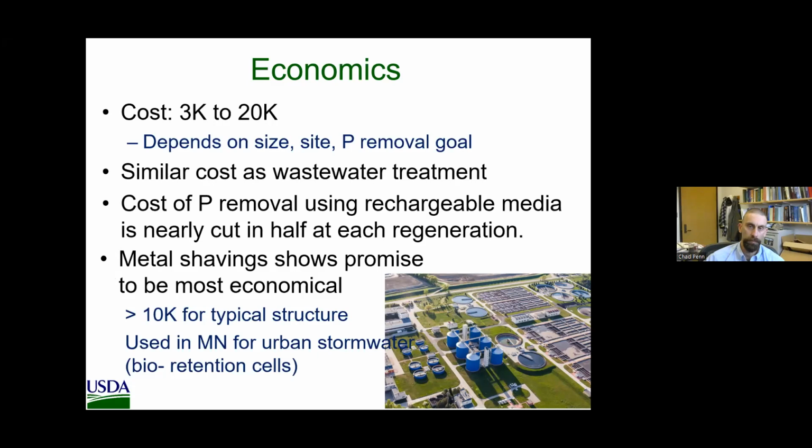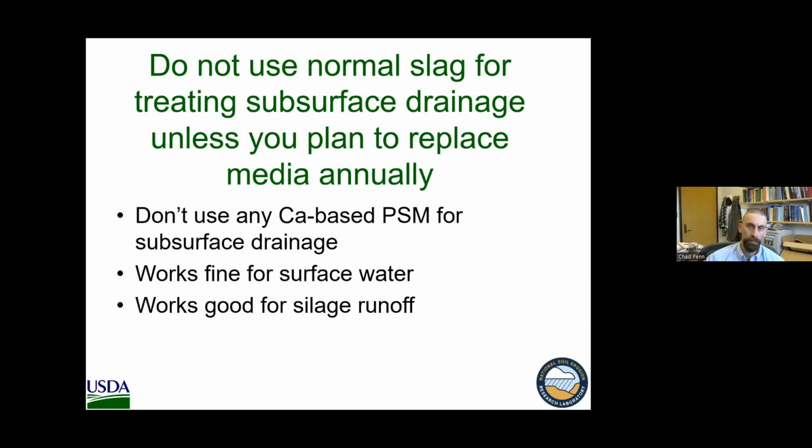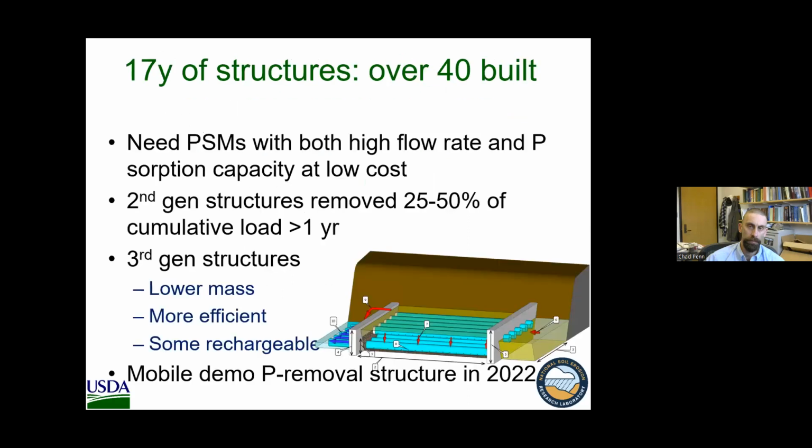They like to use the metal shavings in Minnesota for their urban stormwater bioretention cells. Said it before, but don't use normal slag for treating subsurface drainage water unless you plan to replace the media annually. In fact, don't use any calcium-based P sorption material for subsurface drainage. It works good for surface water, works good for silage runoff, does not work good for tile drainage.